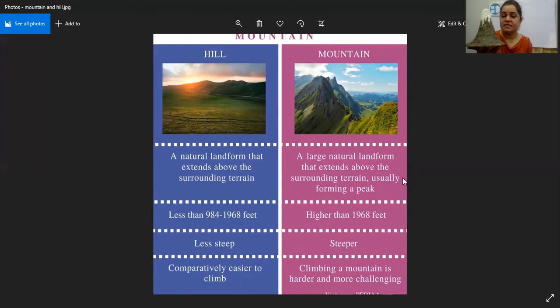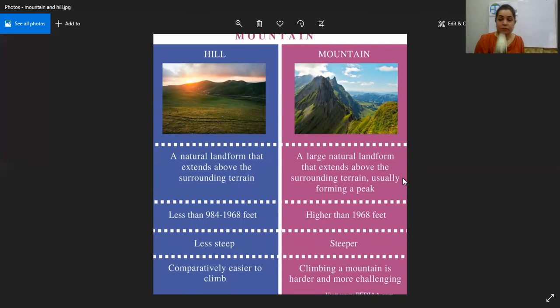Okay. Now the mountains are higher than 1968 feet. They should be higher than 1968 feet, and the hills are less than 984 feet. So they're not very high. If you're going to see the hills, they will not be more than 984 feet. They have to be less than that. Otherwise, they will be mountains. They will not be hills. See, hills are not very high. They don't have a peak, and they are less than 984 feet, right?